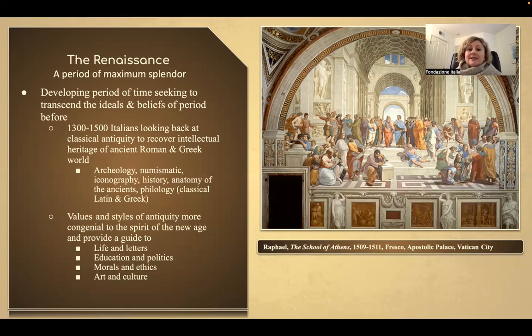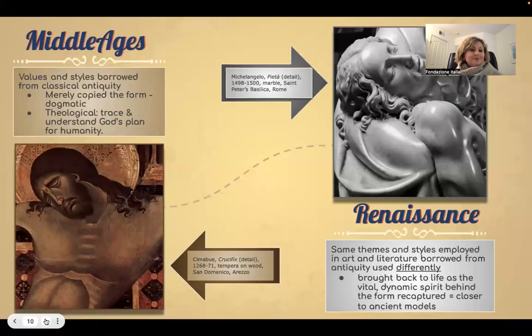So the values and style of antiquity are more congenial to the spirit of the new age, and this can be seen in life and letters, education and politics, morals and ethics, art and culture, and even cooking. And this is a visual example of this before and after.